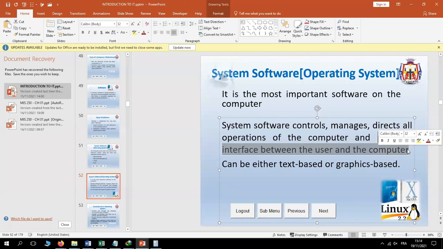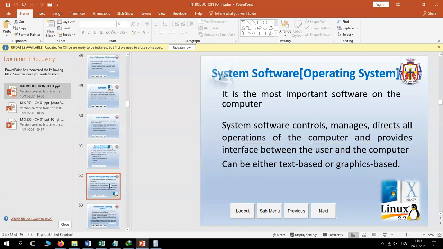When we talk about interface, I want you to read about interface and the types of computer interface we have. So please, in your free time, try to read about it.